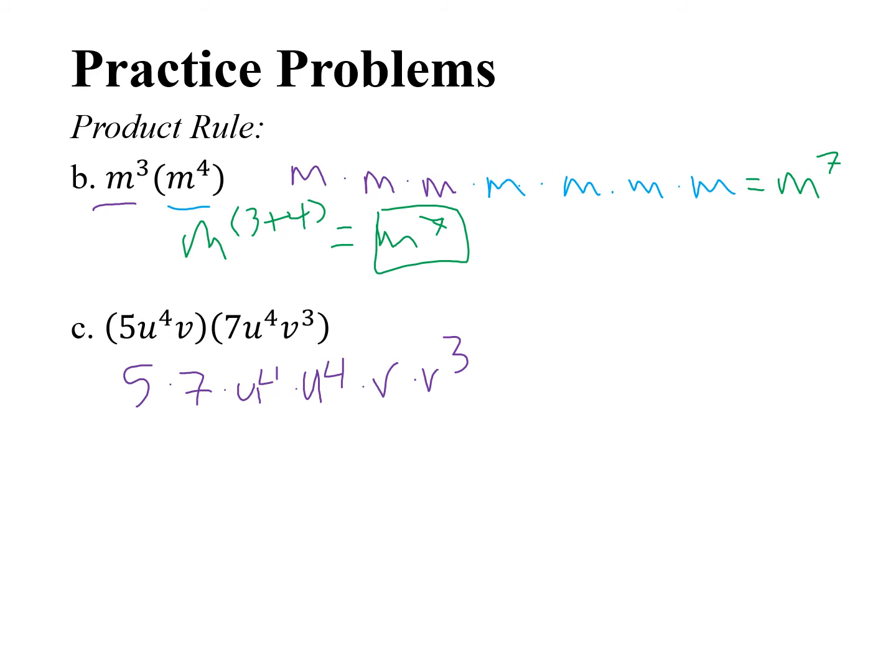Well, now if I'm trying to simplify this, I can simplify by putting together what I can put together, those like terms. 5 times 7 gives me 35. U to the 4th times u to the 4th, while using either expanding it or using my product rule, that tells me I have u to the 8th. V times v cubed, well, I know that v all by itself is really v to the power of 1, so that tells me v to the power of 4. So I get 35 u to the 8th, v to the 4th.